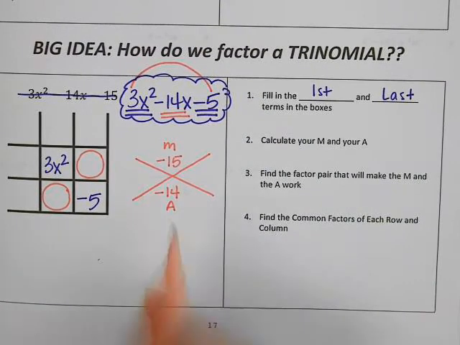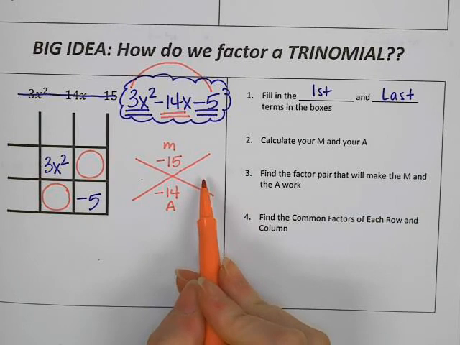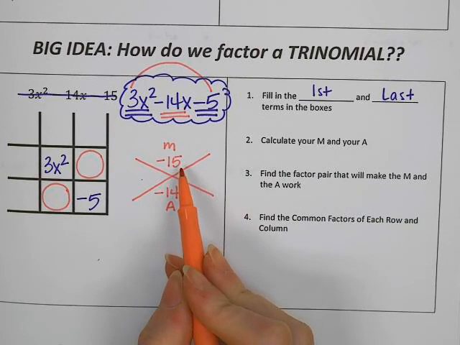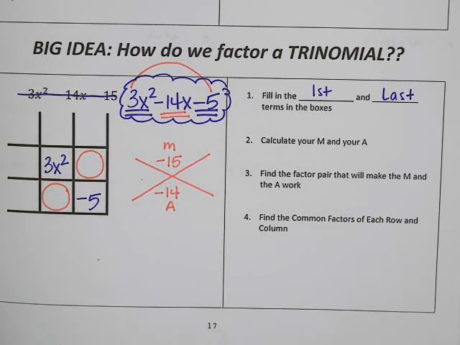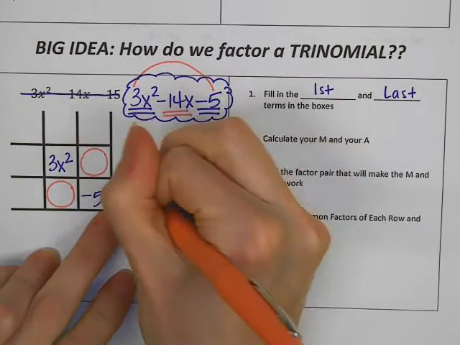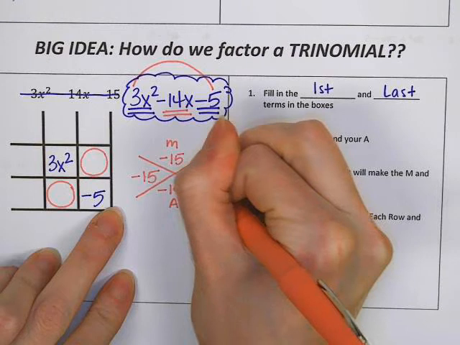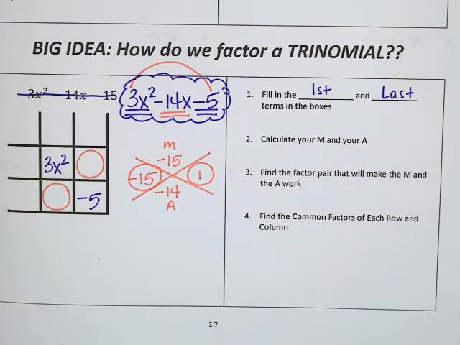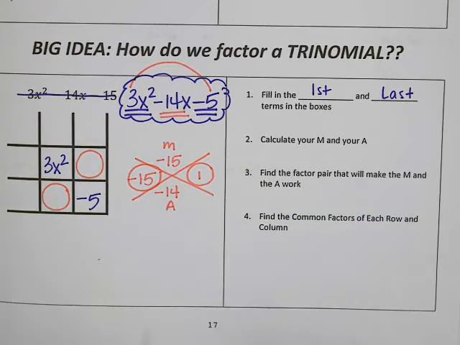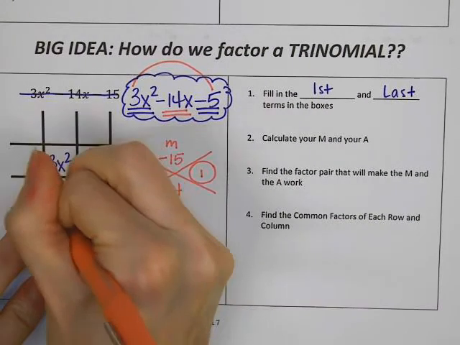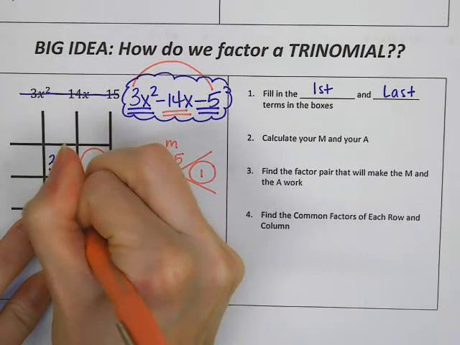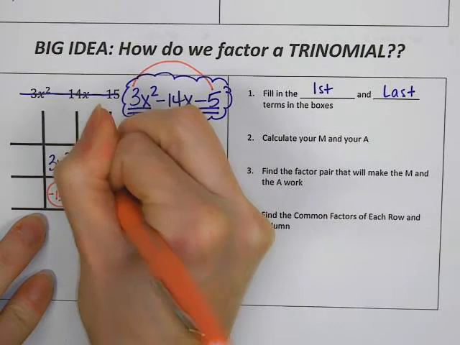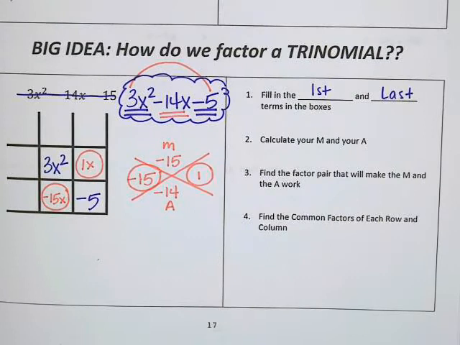Okay, so what are those two numbers? What are two numbers that multiply to -15 but add to -14? And hopefully you guys are thinking that it's -15 and 1. Does everyone agree with that? Those are two numbers that multiply to -15 but add to -14. All right, we're going to put those in, and it doesn't really matter where you put them, but they both get an x because those are representing the x bars.